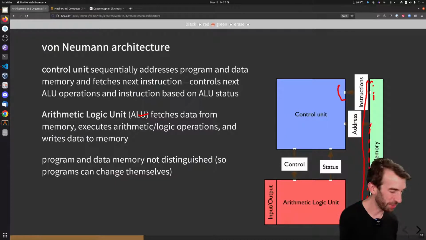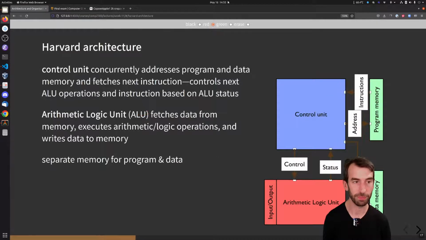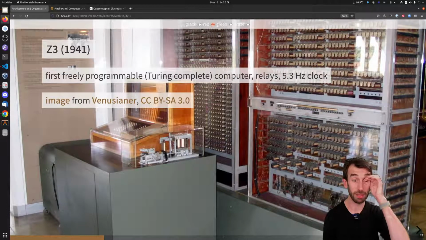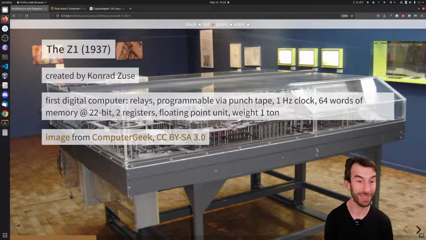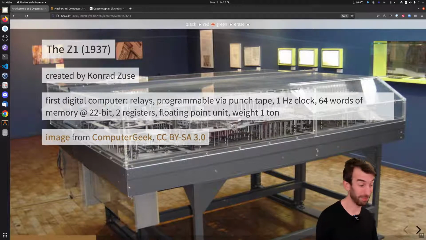Someone's asking me some questions, which are probably very salient. The Z1 and Z3 were before Turing made the thing to crack the Enigma. Turing's work to crack the Enigma was during World War II, in the 40s-ish. So Z1 was 37, and Z3 was 41. I think they were German computers, so unfortunately they weren't smart enough to use them for designing codes.